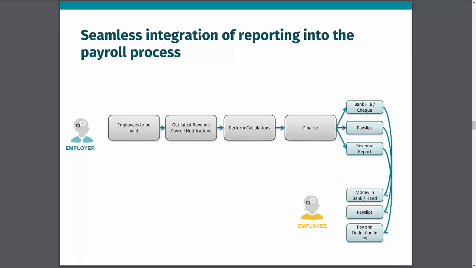For the employee then, they won't really see any difference in terms of how the payroll has been operated. They will still receive their money in the bank or into their hand if it's a cheque, and they will receive their payslip, but now they will be able to see in the jobs and pensions module on revenue.ie the pay and deductions that have been paid over on their behalf for that pay period.